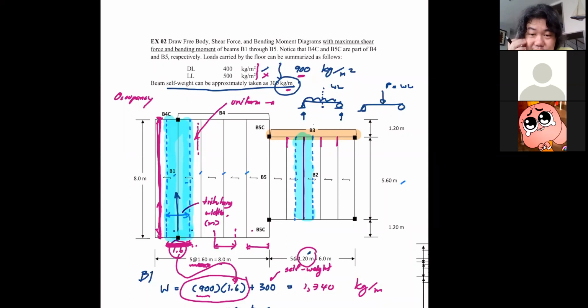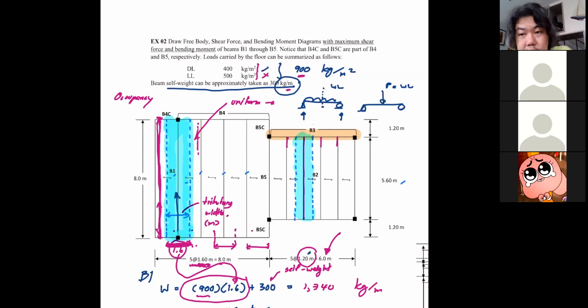So if there is any question, we can now proceed to B3. The total length of B3 is right here, which is 6 meters. Excuse me. Yes. How about the one on the very right? Oh, you mean this one? Yeah, at the bottom. You mean this one? This one goes directly into the column. So it is directly supported by the columns. It's not going to be supported by B3, correct?